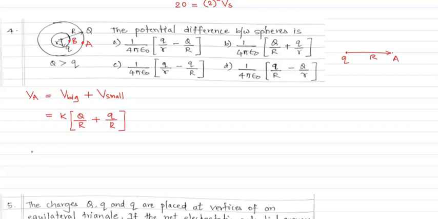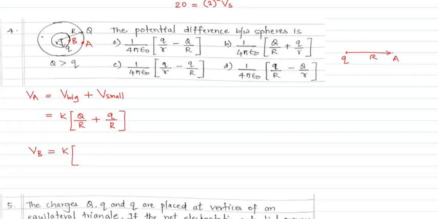Now similarly, if you write potential at point B. At point B again, potential will be due to both spheres. Due to this bigger sphere, point B will be inside the sphere. We know that inside the sphere, potential is the same as that on the surface. So K common I will take again.